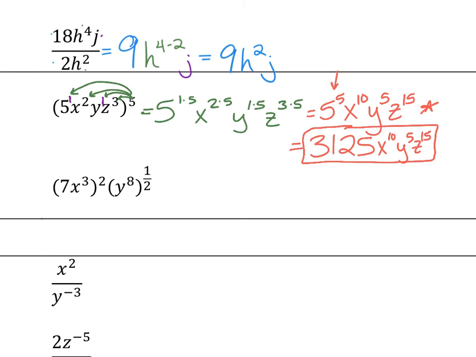Hold up. Wait. What's there after the X? 10. X to the 10th power, is that what you're looking at? No, what you boxed in? Y to the 5th. X to the 10th, y to the 5th, z to the 15th. That's a star.